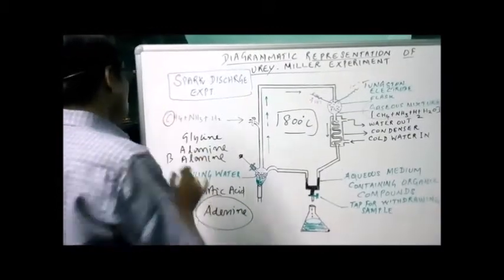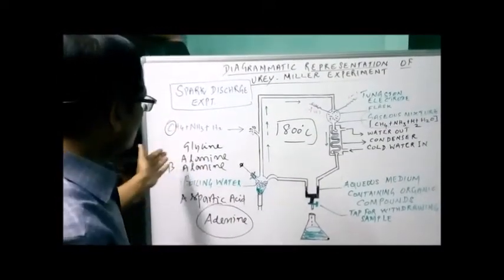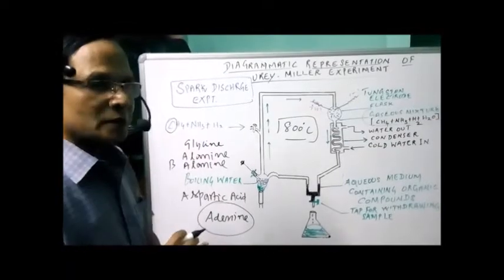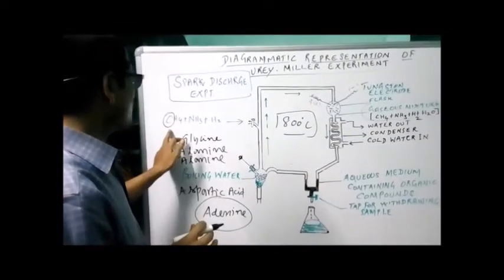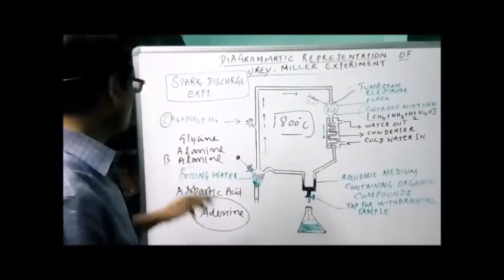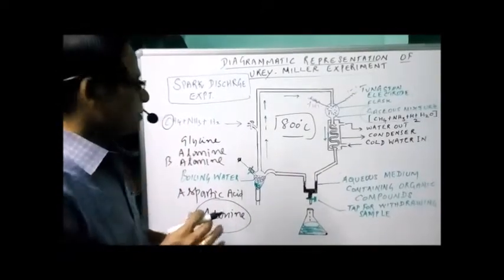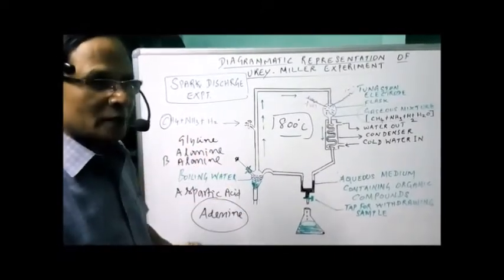The only source of carbon was methane. Other components were received through the different gases, but the main source of carbon for the organic compounds came from only methane. So this is the experiment. The same experiment was conducted by different people.